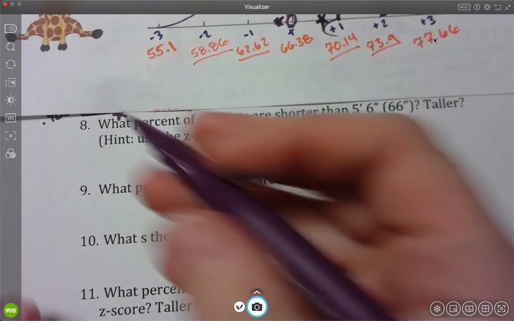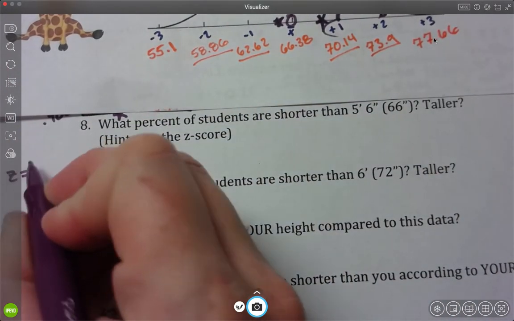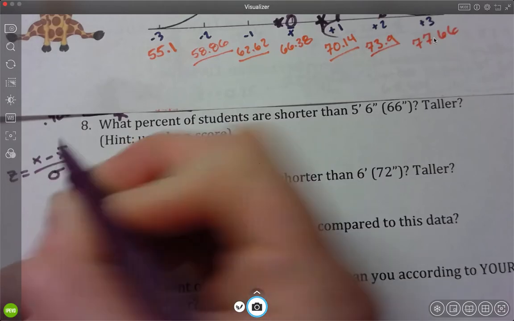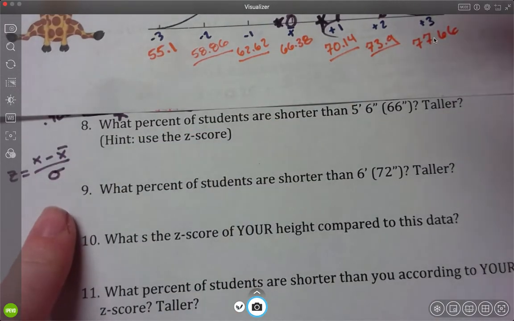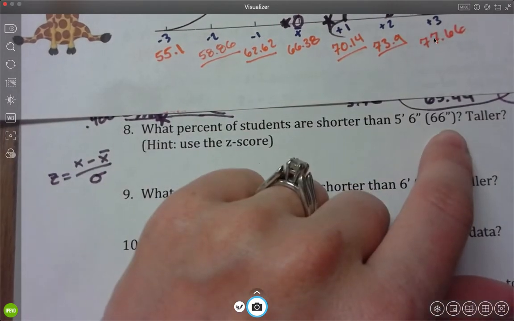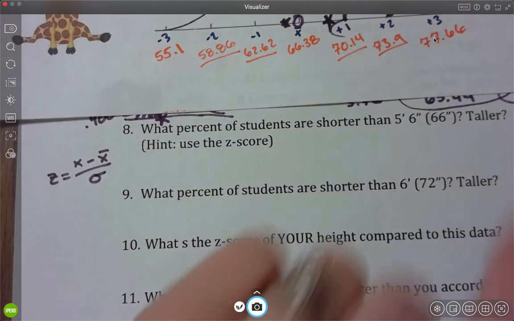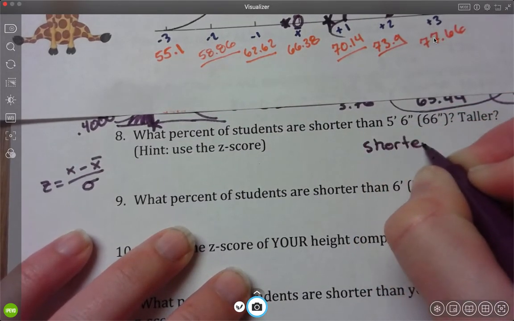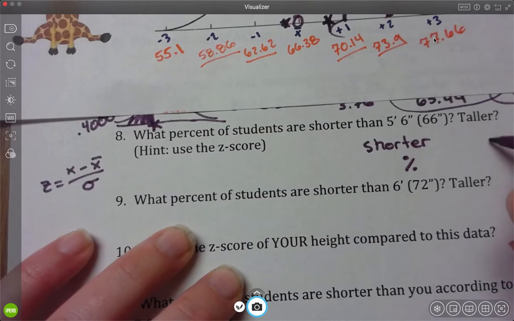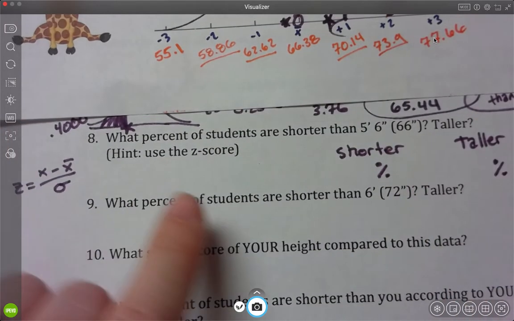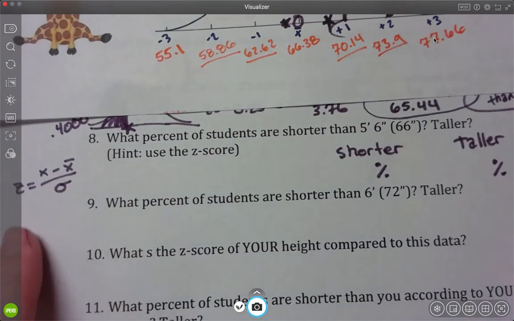We're still using that formula, so z equals x minus x bar divided by the standard deviation. Sometimes I'll write it like that instead of s, it doesn't really matter. What percent of students are shorter than 5'6" or 66 inches? And then what percent are taller? So let's do shorter is however many percent, and taller is however many percent. We need to first take 66 and convert it to a z-score.